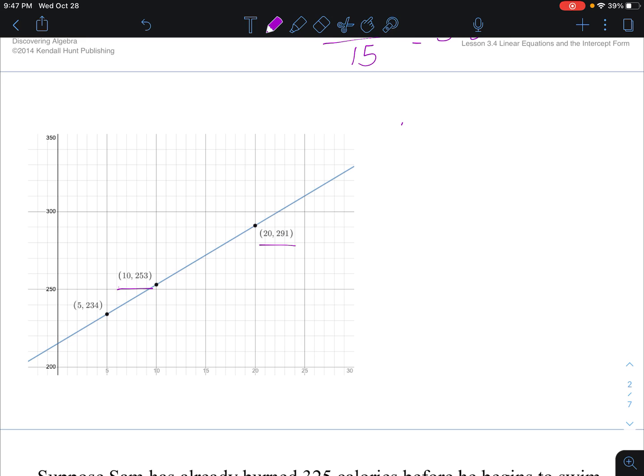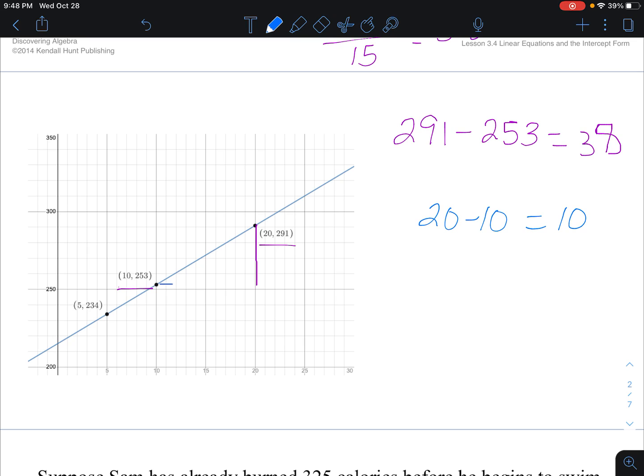And we're going to subtract our output. So we do 291. We're looking for the change in output, 253. So we get 38. That is the length of that. So we get a change of 38 calories between these 2 points. And then our input would be 20 minus 10, which is 10 minutes. And so that is from here to here.